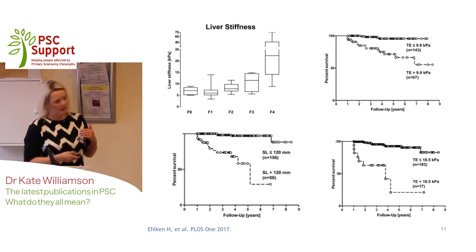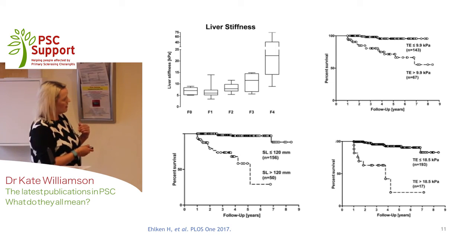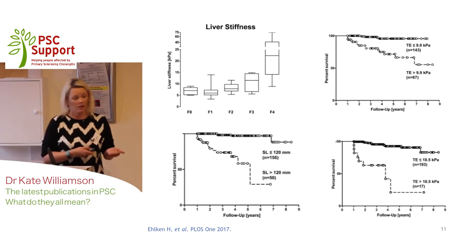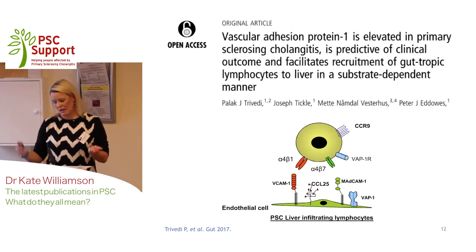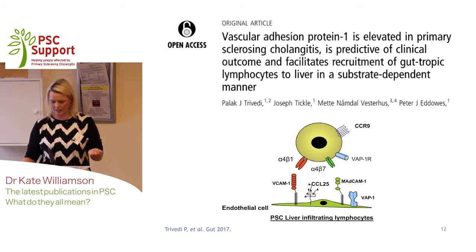And then last of all, the spleen length. If your spleen was less than 12 centimetres or 120 millimetres, you did very well compared with greater than. So this is one that lots of people have an ultrasound regularly. So yet another way that we can characterise patients.